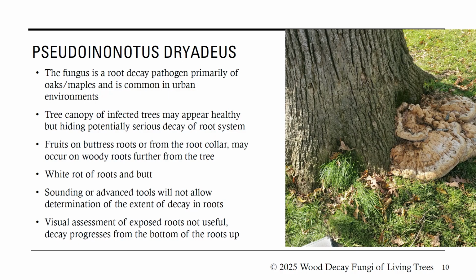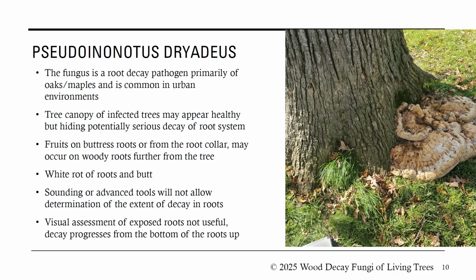The fungus is a root decay pathogen, primarily of oaks and maples, and is common in our urban areas. I think Zach had a potential photo he just showed me, very similar. Of course, you only got the top of the fungi there. The tree canopy of infected trees may appear healthy, while hiding potentially serious decay of the root system. A lot of times we're only looking up, and these mushrooms can be missed because they're seasonal or whatnot. So, look for those indicators. Fruits on the buttress roots or from the root collar may occur on woody roots further from the tree. It is a white rot, so it's taking out cellulose.